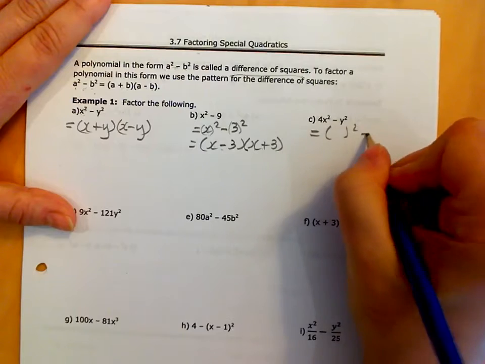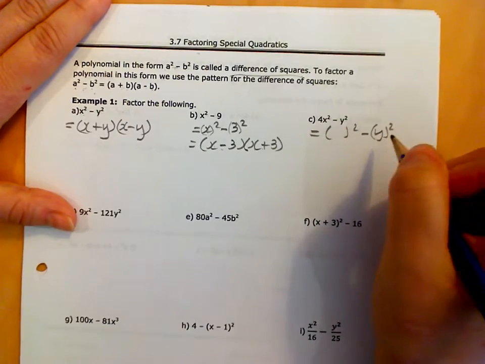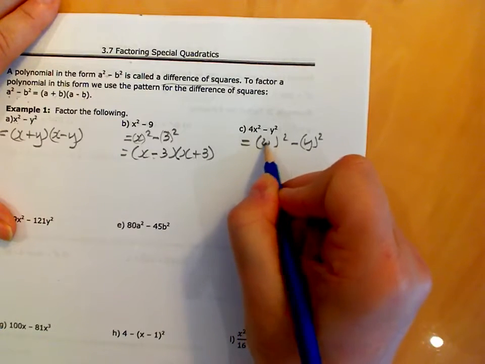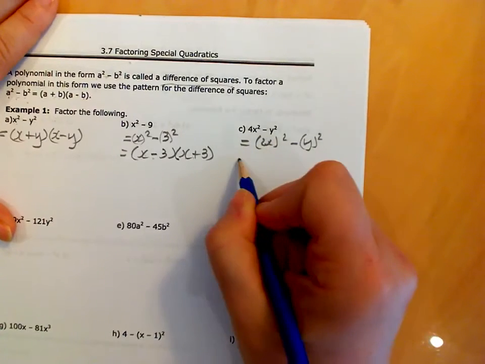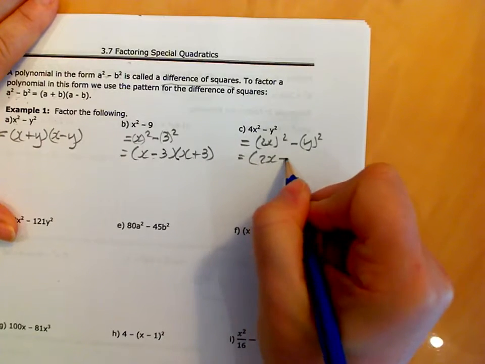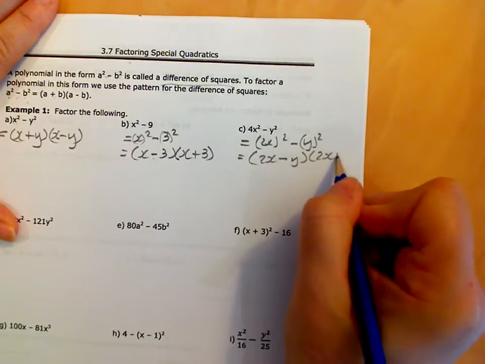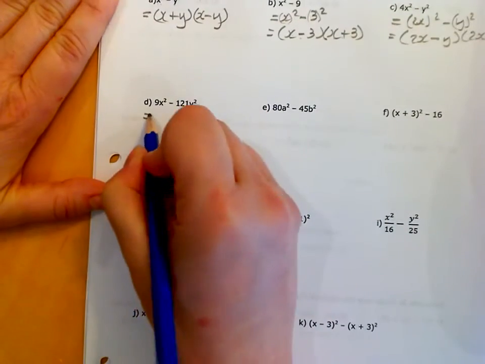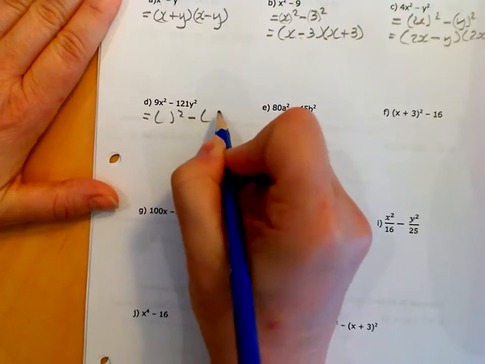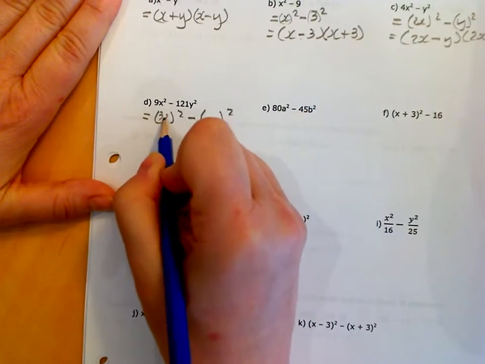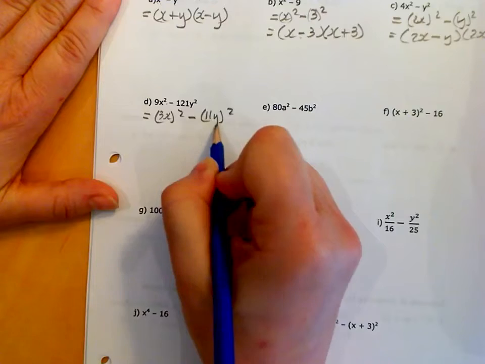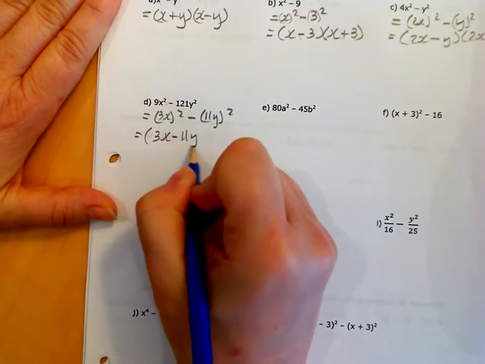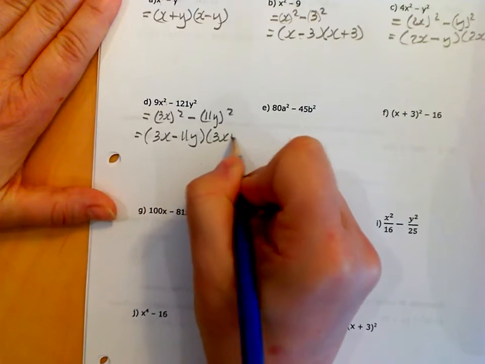Let's see here. So here, what am I going to put in this bracket? 4x squared is 2x all squared. So that just means 2x minus y, 2x plus y. Pretty simple, huh? All right, let's keep going. Here, what squared minus what squared do we have? Here we have 3x all squared, and this is 11y. So we've got 3x minus 11y and 3x plus 11y.